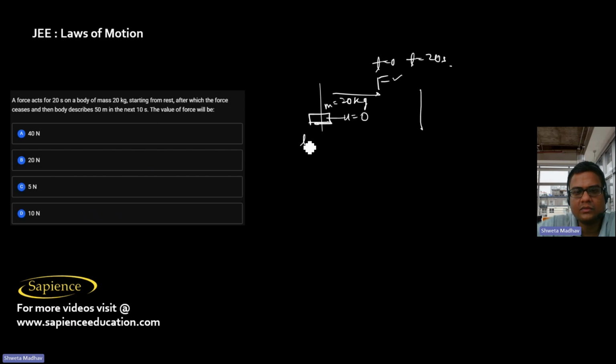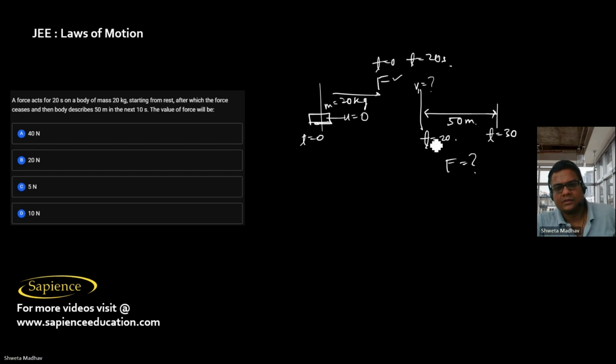So from t equal to 0 to t equal to 20 seconds, the force is acting, and then from t equal to 20 to t equal to 30 seconds, in this time, it is moving 50 meters. Then how much is the force that is asked? So now, here it will gain some velocity. Let's call it V1.